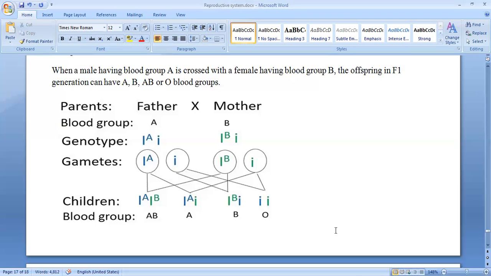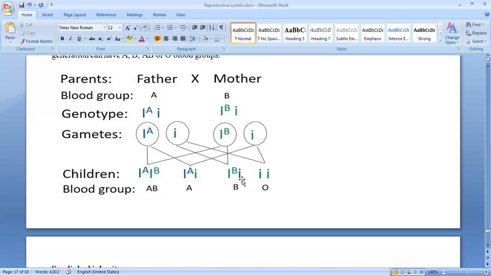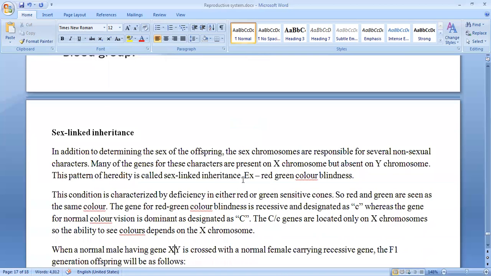So this is an example of what is called multiple allele inheritance. You can try this similarly with other options also. Suppose the father is AB and mother is B, or father is A and mother is AB. Like that, you can work out different options and you will find what are the possible blood groups which can be there in the children. So that is about multiple allele inheritance.